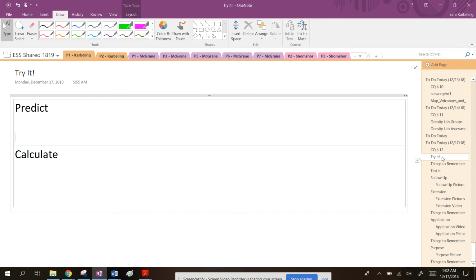The first thing in that predict section, what I would like for you to do is to compare. There's one that's larger. Which one's bigger? That one, right? It feels bigger, right? I want you to predict which one is going to have a bigger density. So the bigger one is number 4, and the littler one is number 3. They're made of the same material. Which one will have a bigger density? I want you to write down that answer in the predict section.